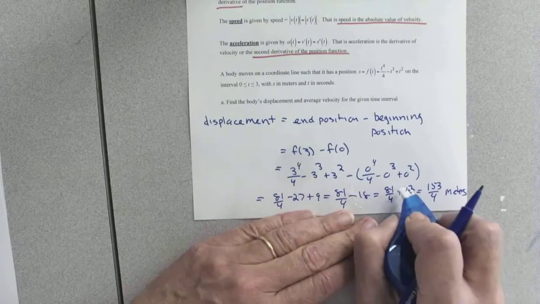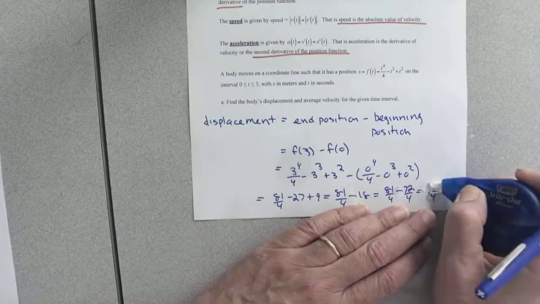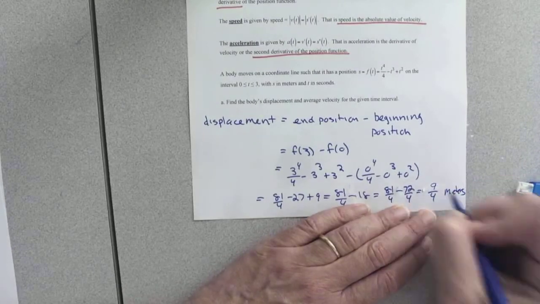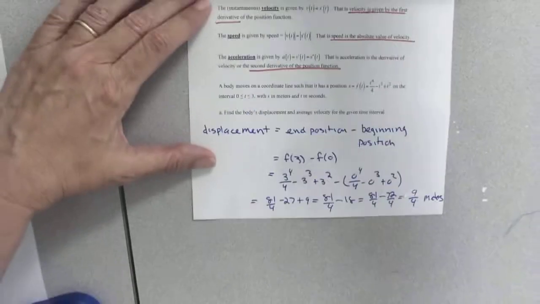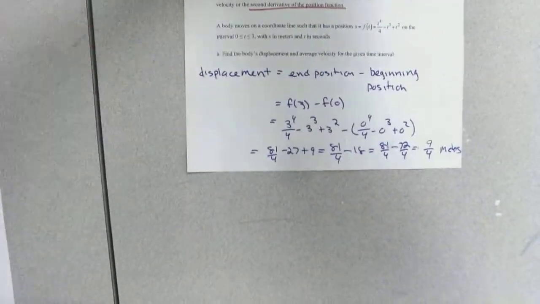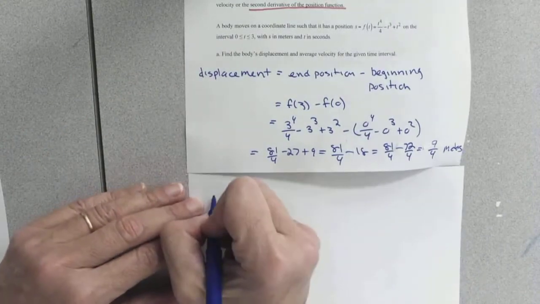Minus, which then is 9 fourths. Okay, so there's my displacement. Then they asked for also average velocity.